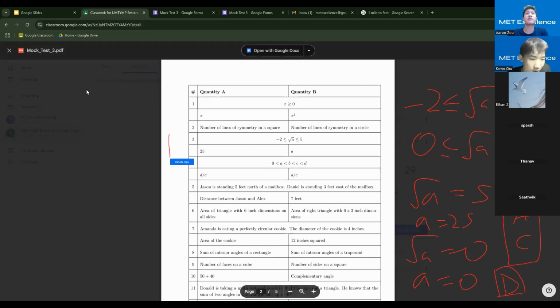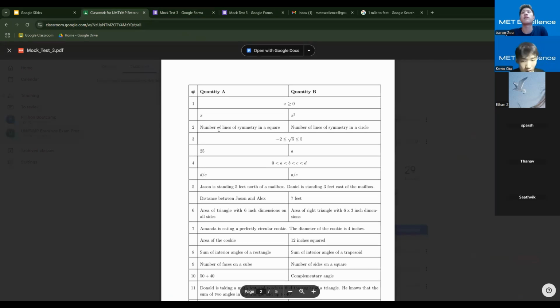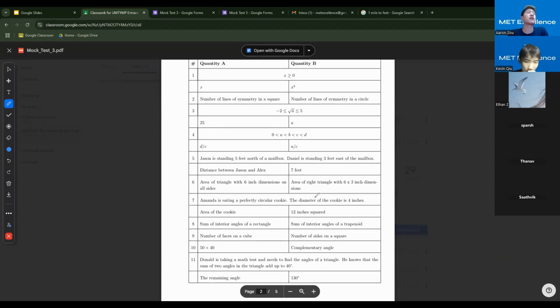So that's a beautiful explanation. Okay, so let's see another frequently missed question. Question 5 uses the Pythagorean theorem. These two names are different, but they are supposed to be the same.